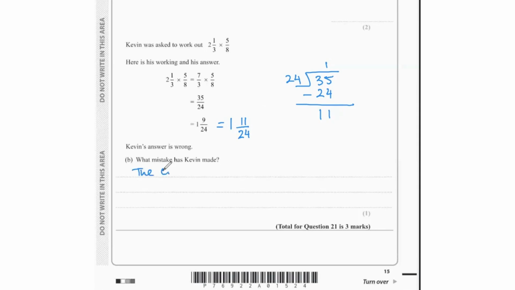The correct answer was one whole number, 11 over 24.